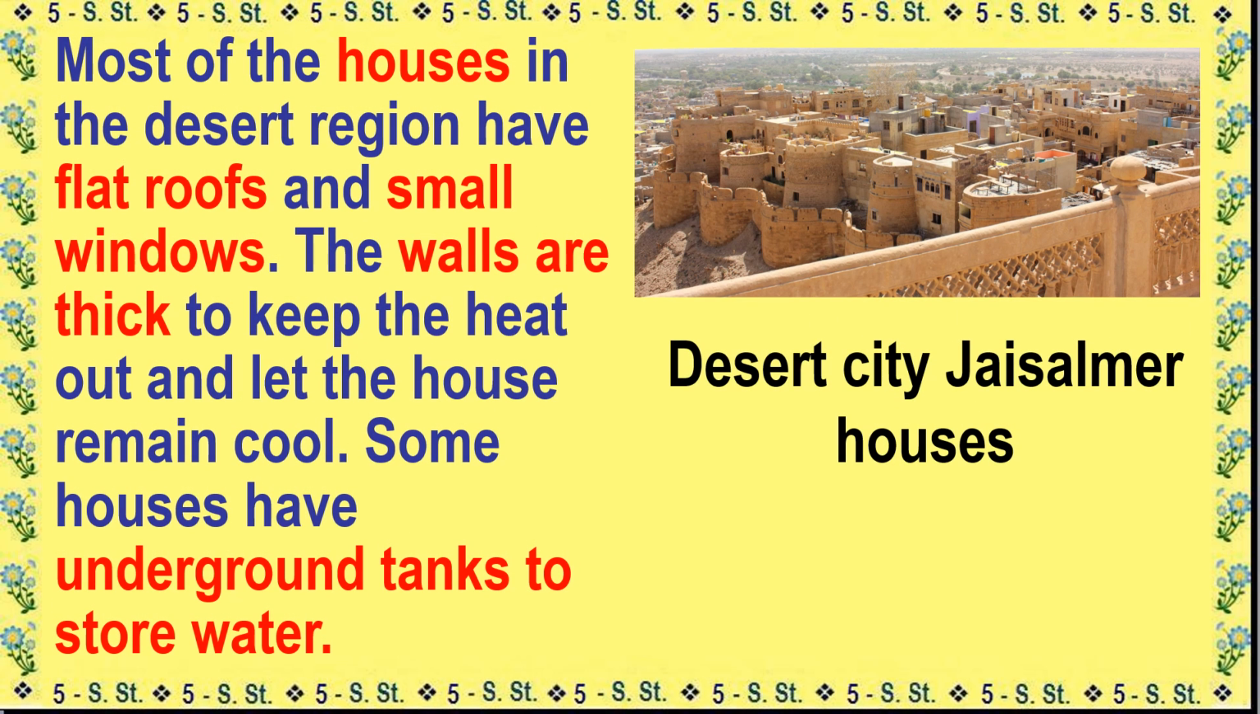Most of the houses in the desert region have flat roofs and small windows. The walls are thick to keep the heat out and let the house remain cool. Some houses have underground tanks to store water.